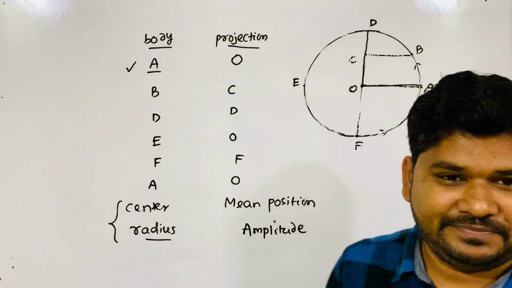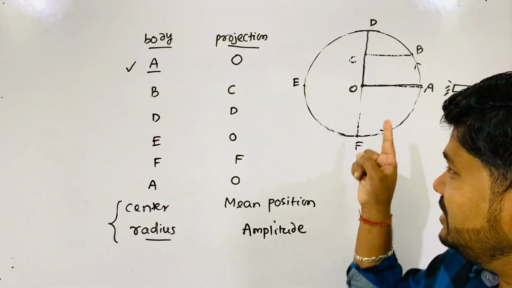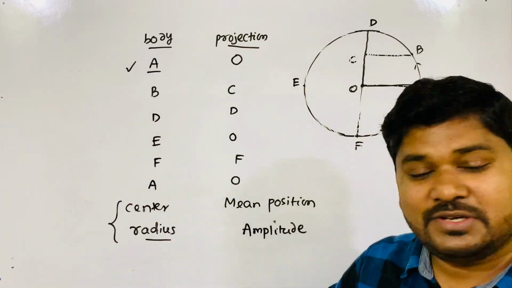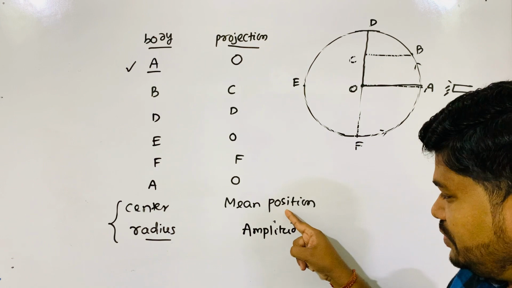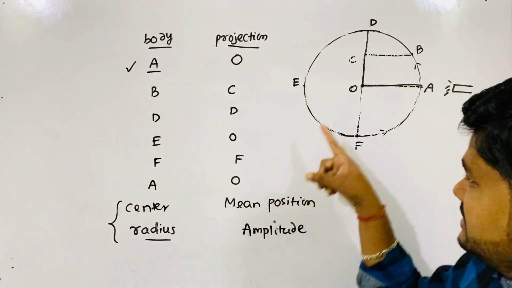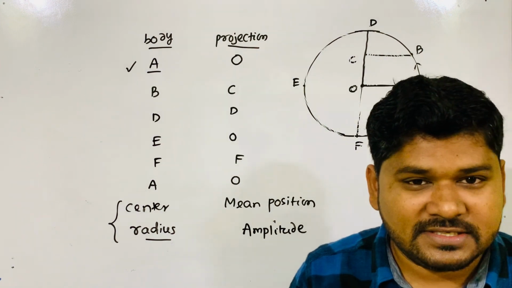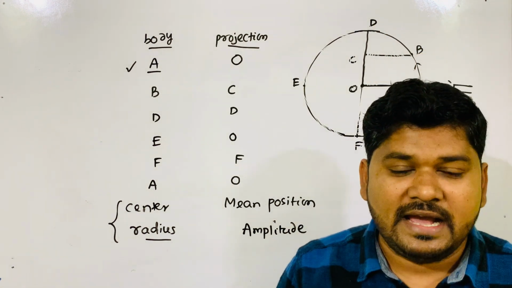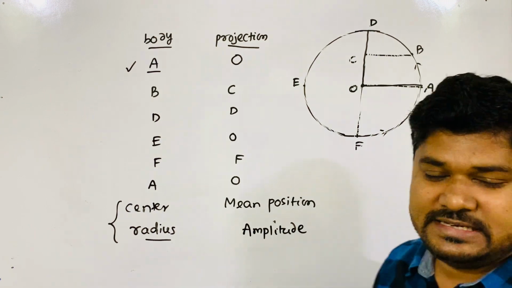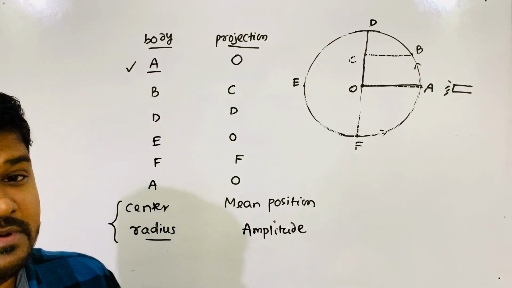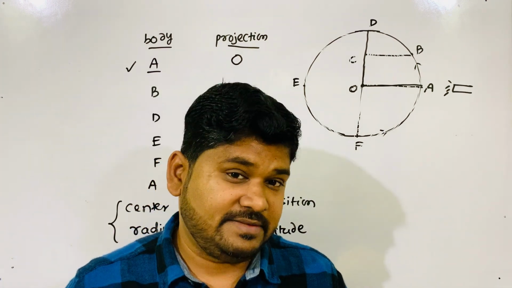So the O point plays the role of the center in circular motion, and that O point plays the role of the mean position for SHM. This plays the role of radius, but this same distance plays the role of amplitude in SHM. So this is the analogy between uniform circular motion and SHM.